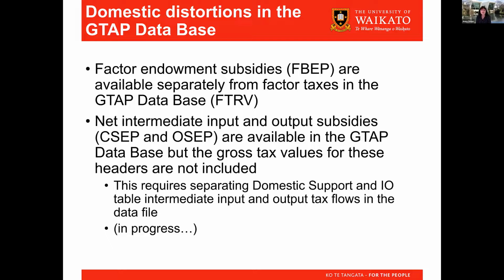So when we're looking at intermediate input and output subsidies, this is going to require some extra work to separate out domestic support and the IO table, intermediate input and output tax flows in the data file. This is in progress. So as mentioned before, we haven't yet fully implemented the split of subsidies and taxes for intermediates and output subsidies.